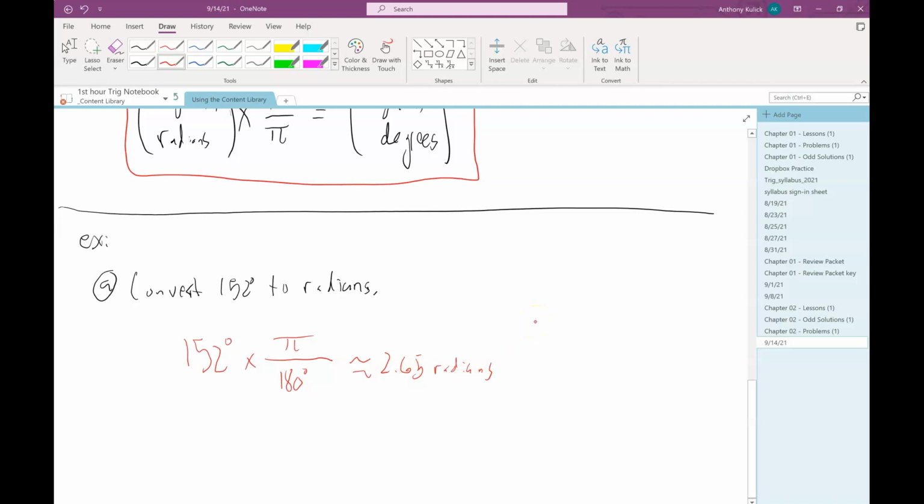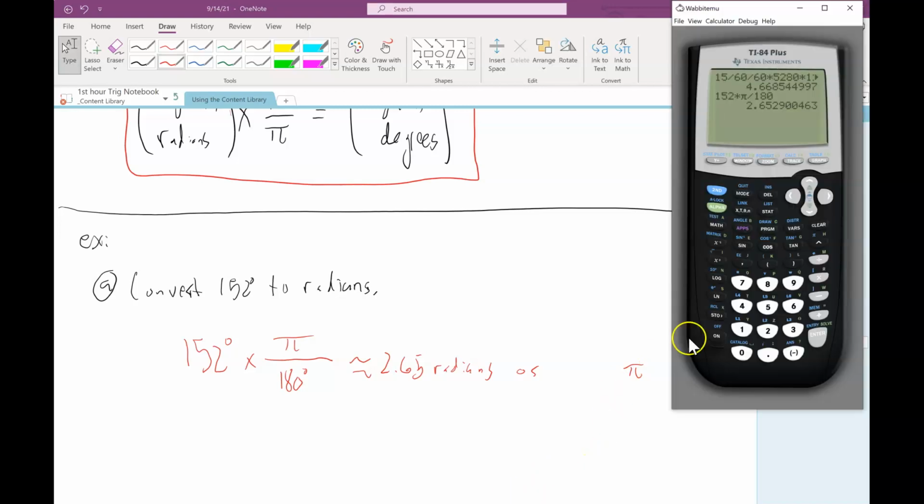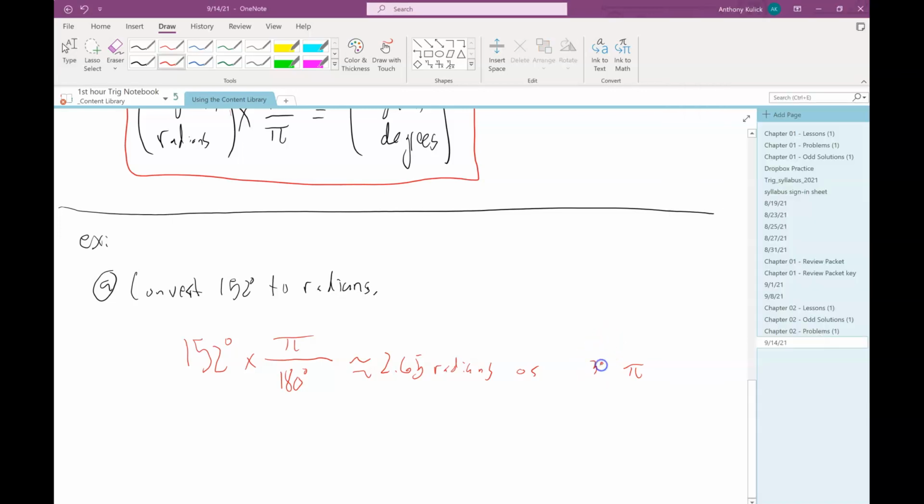Now, oftentimes, when we're describing an angle in radians, we like to describe it in terms of pi. So in this case, it'll be some fraction of pi. To figure out that fraction, what I can do is just take my calculator and do 152 divided by 180. I'm just going to ignore the pi and tack it on at the end, like I've done already. And then I press Math, Fraction, and it'll give me 152 divided by 180 as a reduced fraction. So 38 over 45 pi.